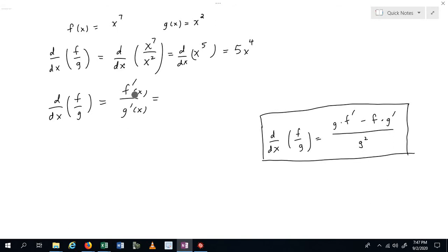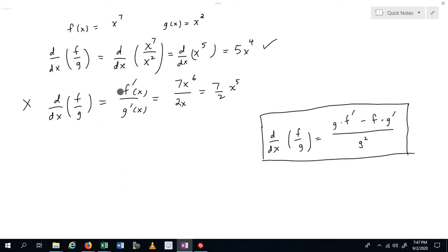Okay, let's see what we get if we do this. All right, well, f prime would be 7x to the sixth power. g prime would be 2x to the first power. And you can see that this would reduce to x to the 5th, so it's really 7 halves times x to the 5th power. But that's not the same as what we got here, and we know this is correct. So apparently this is not correct.